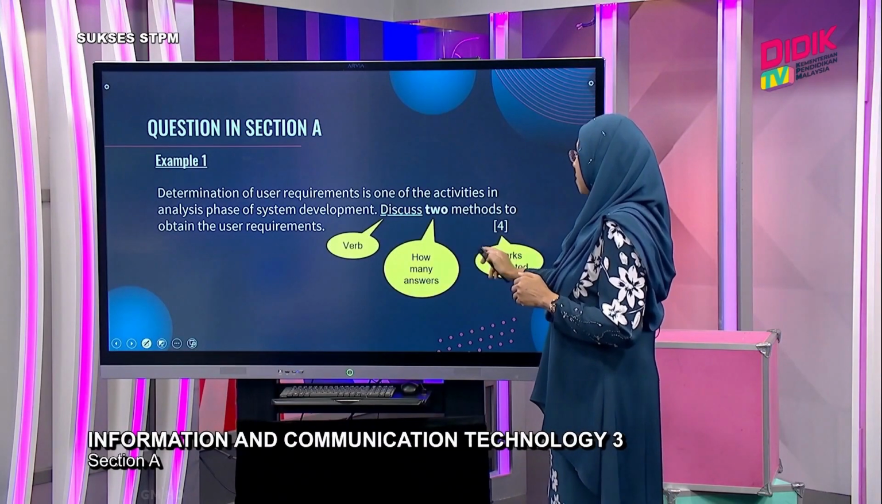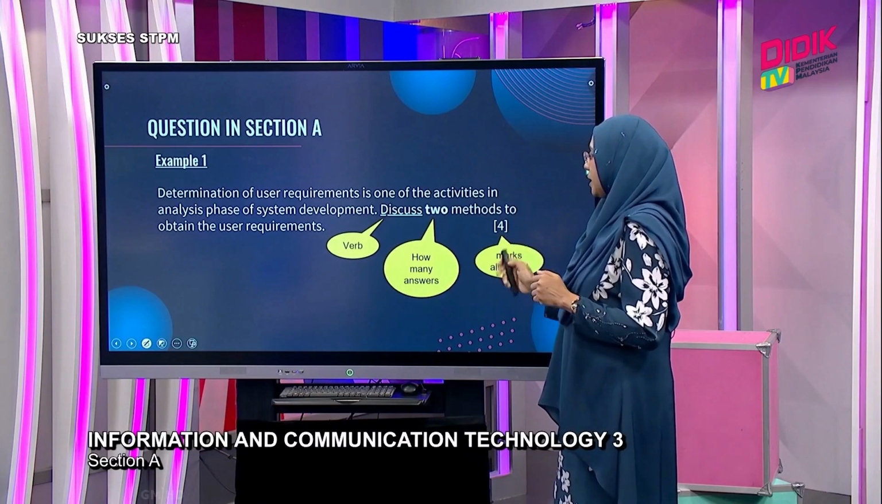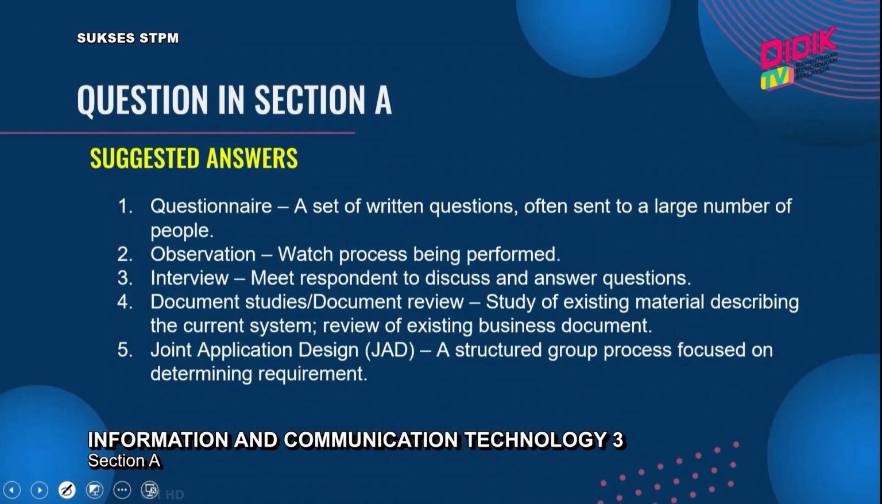Okay, so the verb, marks, and also how many answers needed. Okay, so these are the suggested answers. Asking for 2, but I give more. Alright, so the question is asking for method. So the answer is questionnaire. So the first method is questionnaire. Okay, so you get mark there.